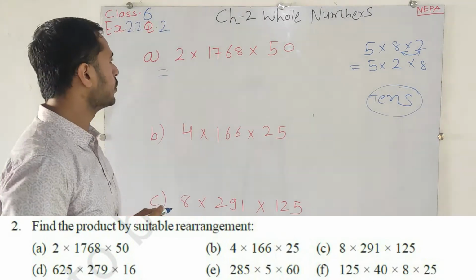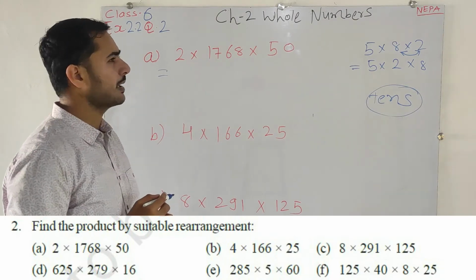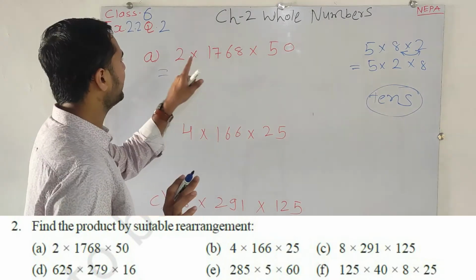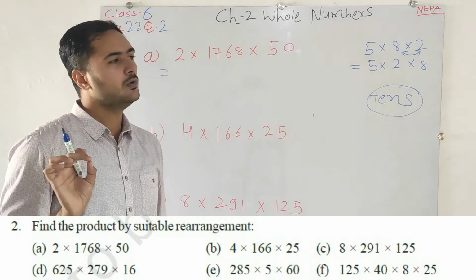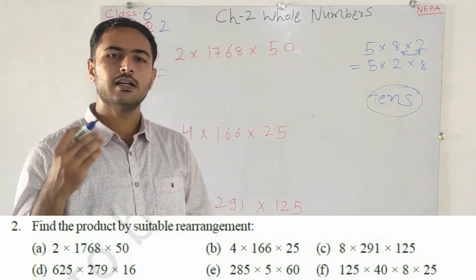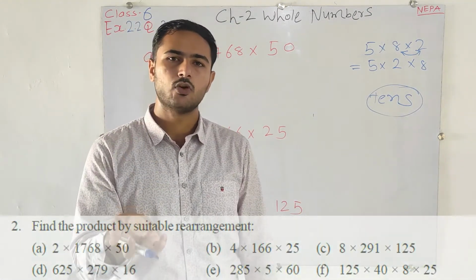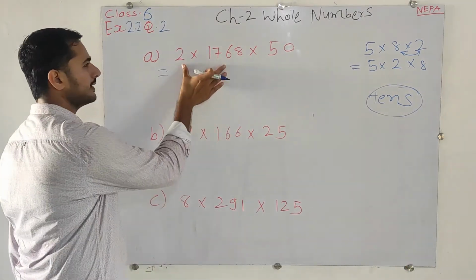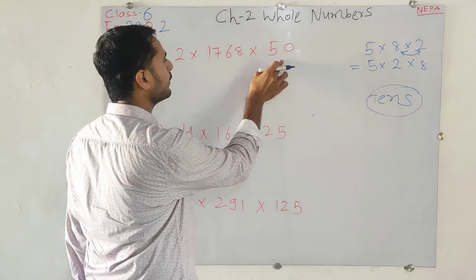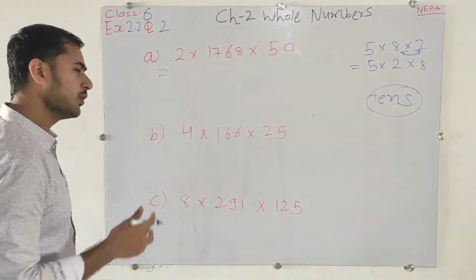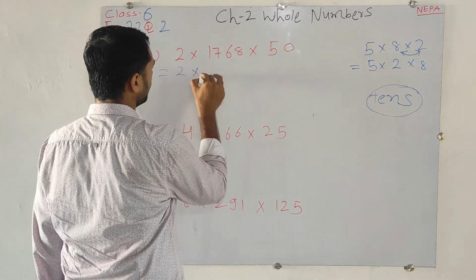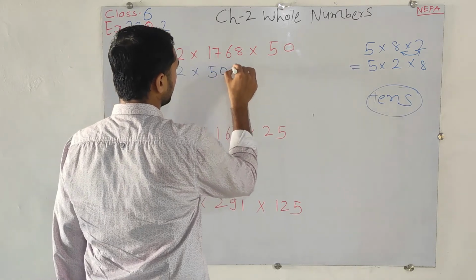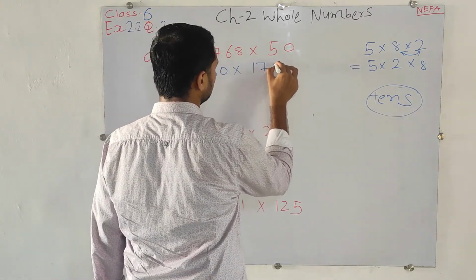Here that is 2 multiplied by 1768 multiplied by 50. If I simply multiply these two numbers, I will not find any tens. Tens means the 0 at the last, 0 in the ones place. Here that's not possible. But with 2 and 50, yes, that's possible. So I will just shuffle the numbers: 2 multiplied by 50 multiplied by 1768.